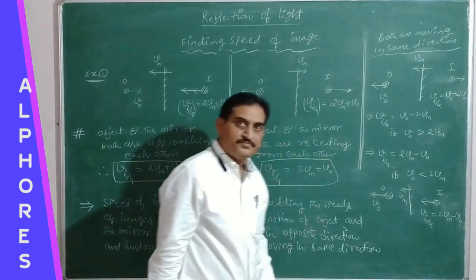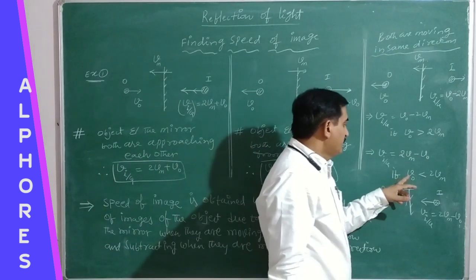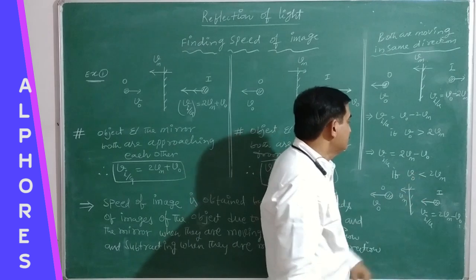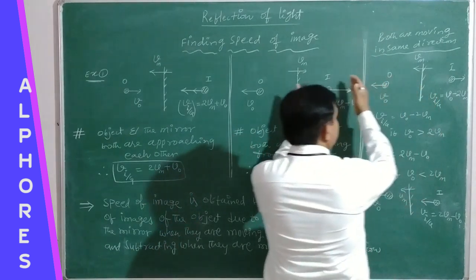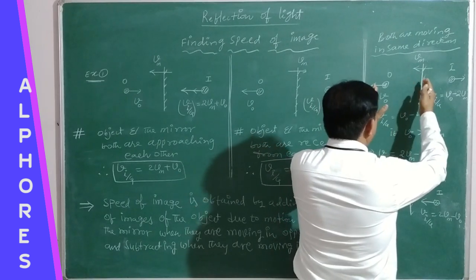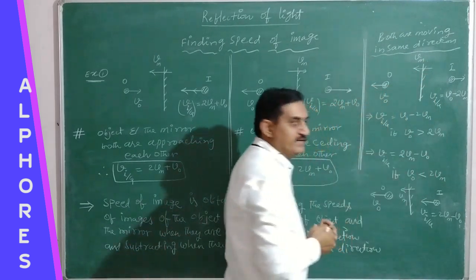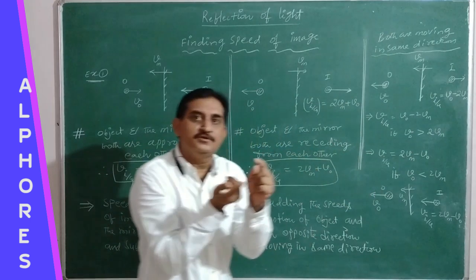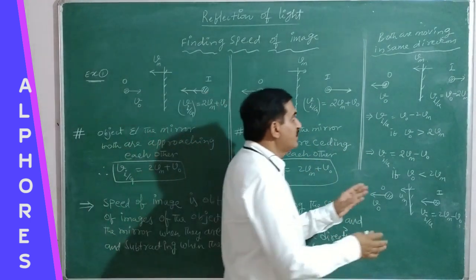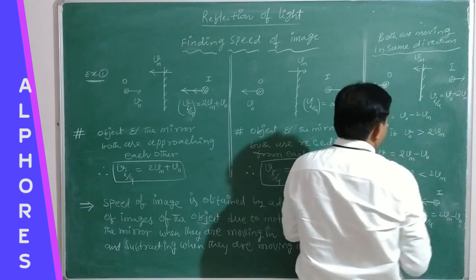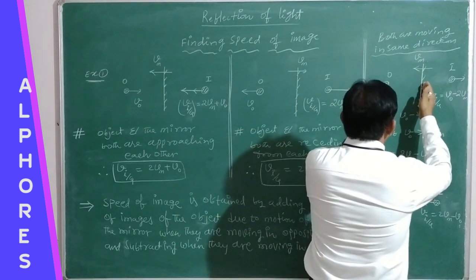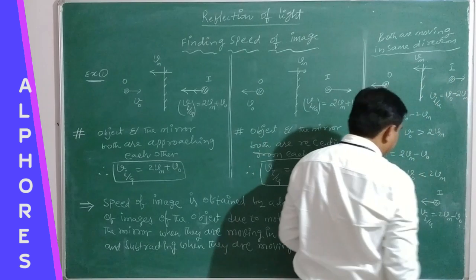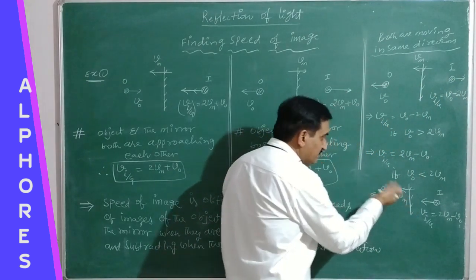And in the second case, suppose the object speed is less than double the speed of the mirror. In this case, what happens? Both are moving in the same direction, but the relative separation is reducing, because the mirror's speed is more than that of this one. Which one? The object speed and the speed of the image formed due to motion of the plane mirror. When these two are compared, the mirror speed is greater. In such a case, the relative separation is reducing. As a result, the separation between the image and the mirror will also be reduced. That situation is shown here in this diagram.